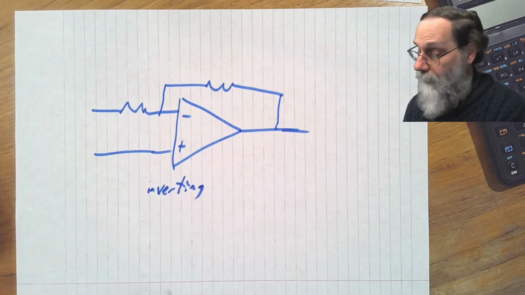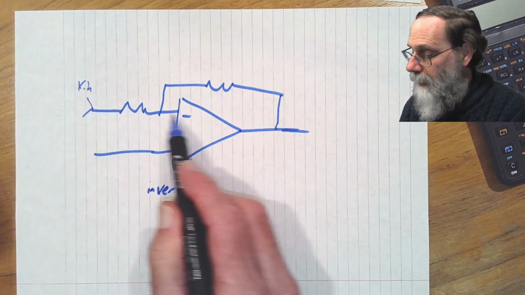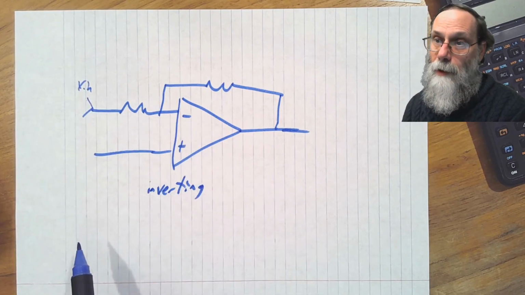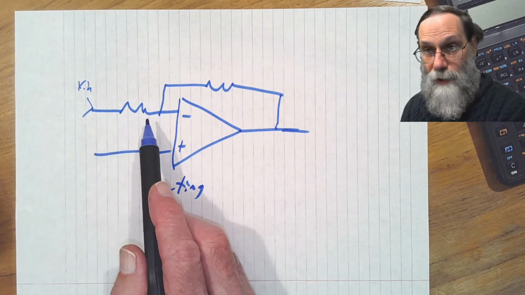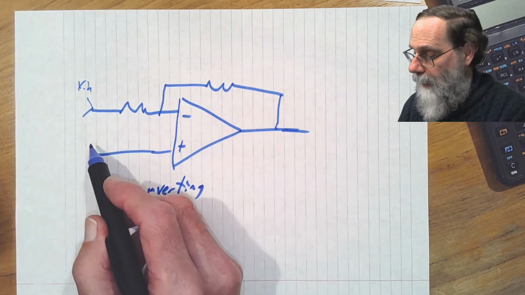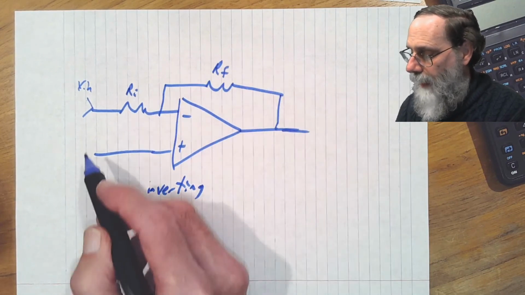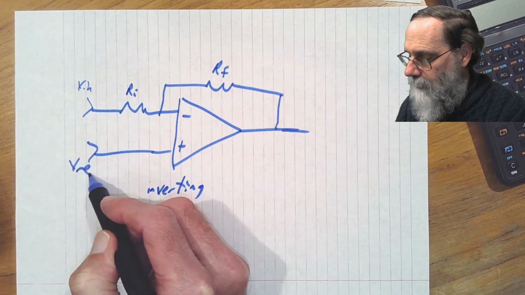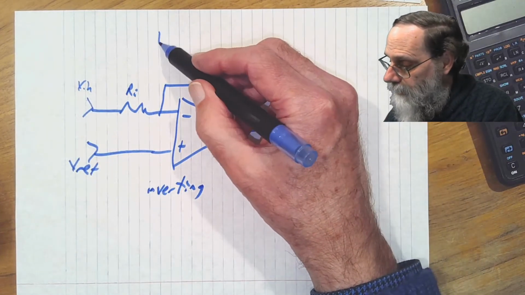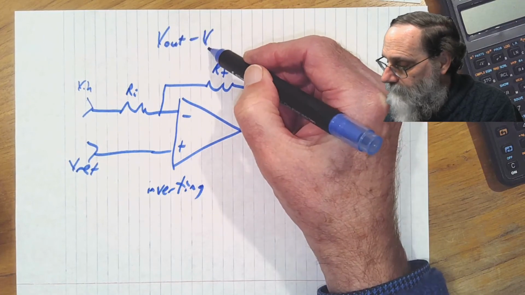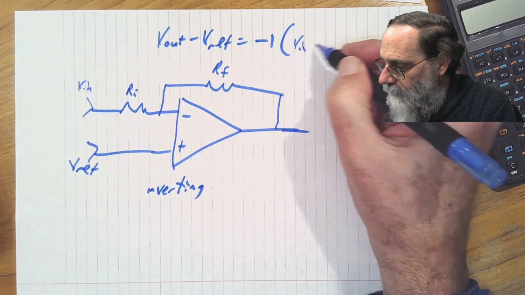And in the inverting configuration, the input has got to come in on the side that goes to the negative input. Now notice it's not going directly to the negative input, it is going through a resistor. This was, again, Ri, and this one was Rf. And we now take Vref in the other one. So we're trying to get V out minus Vref equals negative 1 times V in minus Vref.